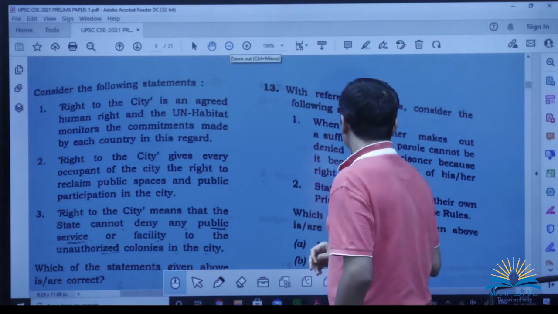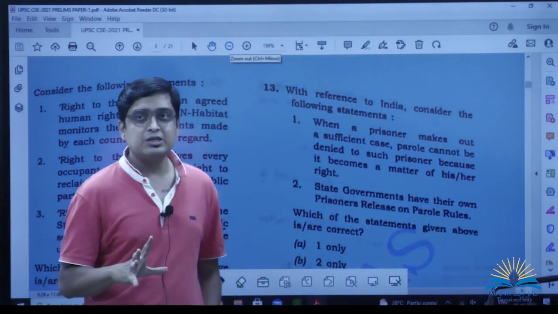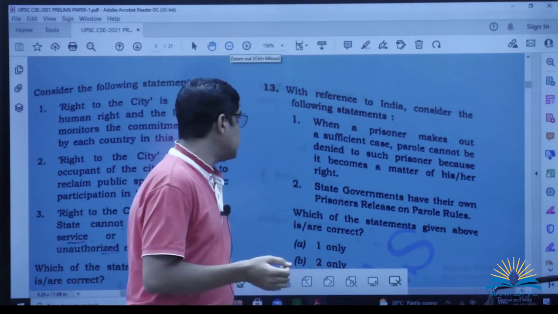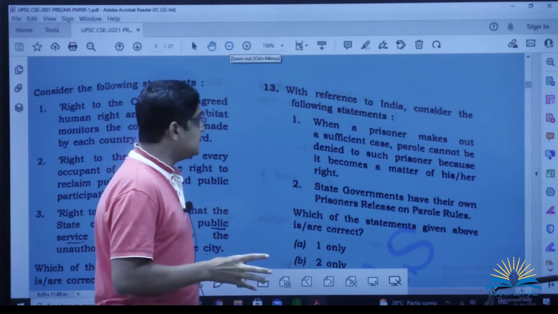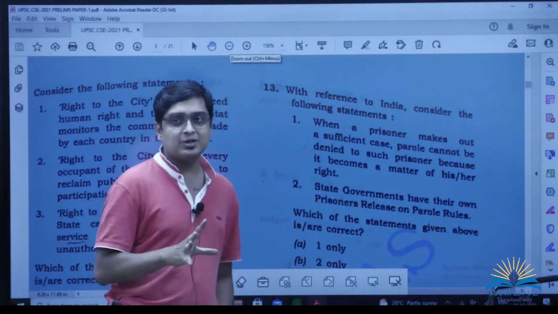Okay, 13th question is also a practical application with reference to India. Consider the following statements. The issues related to parole, bail, etc. were in news. That is why this question has been asked. When a prisoner makes out a sufficient case, parole cannot be denied to such prisoner because it becomes a matter of his or her right.